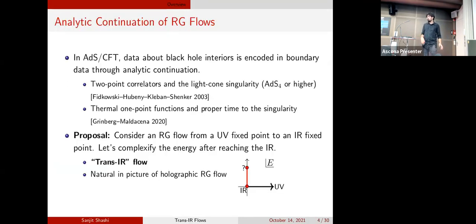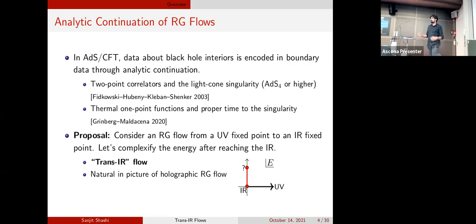Okay, so there's this nice story in AdS/CFT about how data about the interior of a black hole, and in particular, data about its singularity, is encoded in the boundary data, so things like correlators, through analytic continuation. And there's an old paper from 2003 that did this with 2-point correlators and signals of the singularity in the bulk. And there's also a more recent paper about how 1-point functions encode the proper time from the horizon to the singularity.